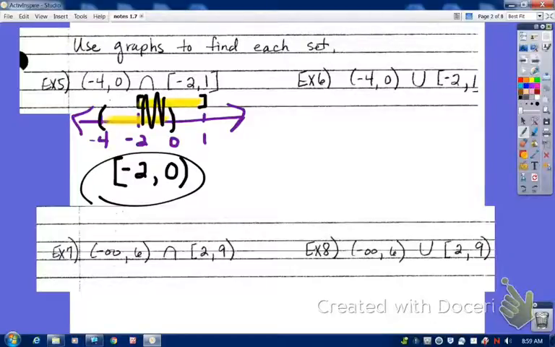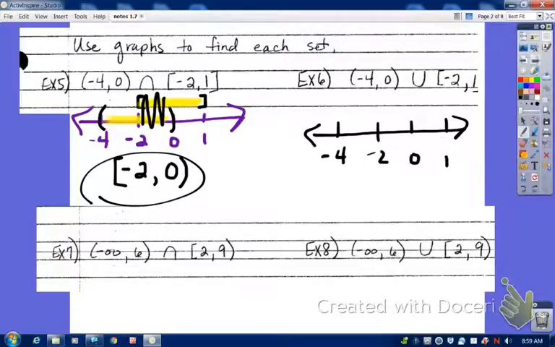Alright, same thing with example 6, except this time it is a union. Same numbers, right? So put them in order: -4, -2, 0, and 1. This time we're doing a union. So we're doing -4 to 0. You could actually look at the previous graph if you wanted to, and from -2 to 1. This is where you graph everything.